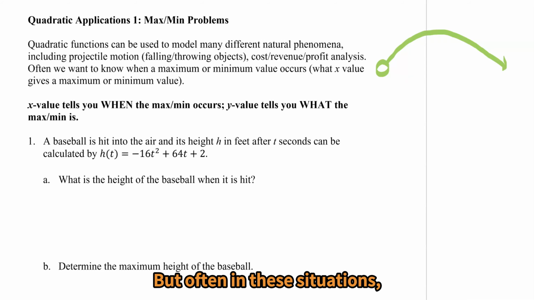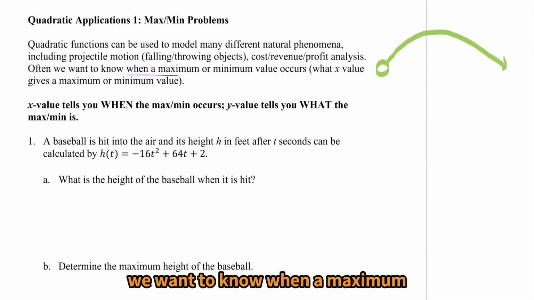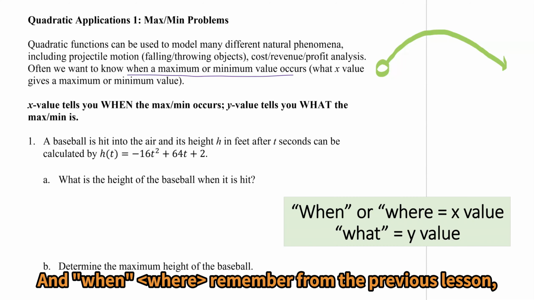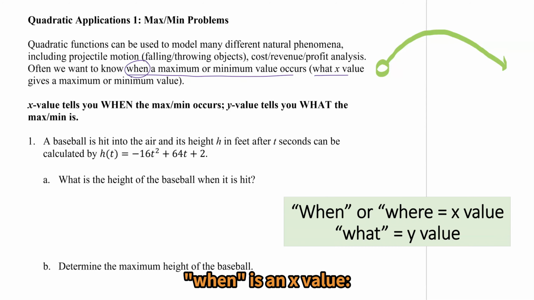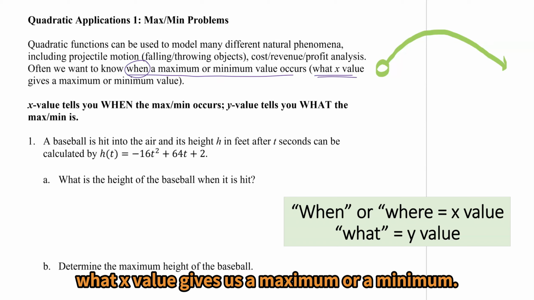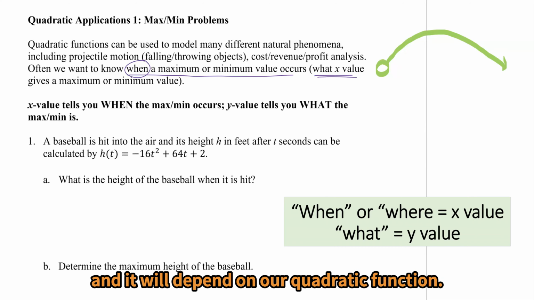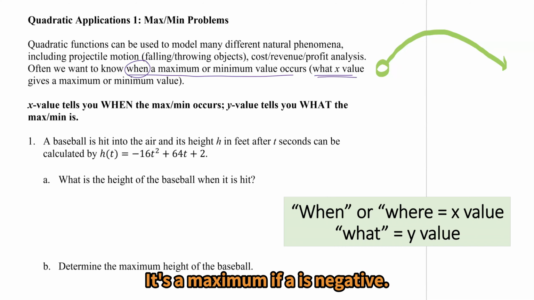But often in these situations, we want to know when a maximum or a minimum value occurs. And when, remember from the previous lesson, is an x value. What x value gives us a maximum or a minimum? The maximum or minimum will depend on our situation and on our quadratic function. It's a maximum if a is negative. It's a minimum if a is positive.